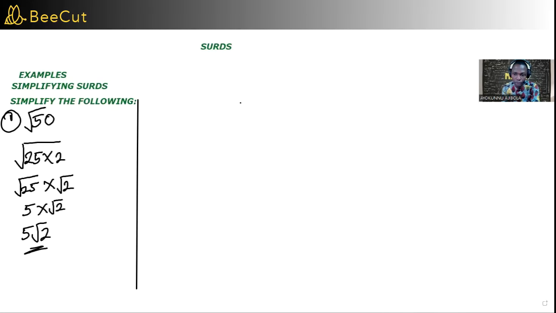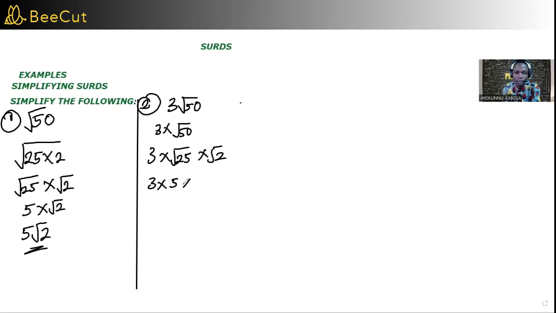Okay, let's check this one. 3 root 50. The same way, that's 3 times root 50. Then 3 times root 25 times 2, then 3 times 5 times root 2. So this is going to be 15 root 2. Is that clear? Yes, sir.